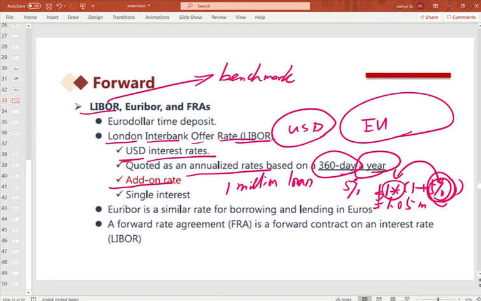Compared with the add-on rate, we have a discount rate. What is a discount rate or discount loan?